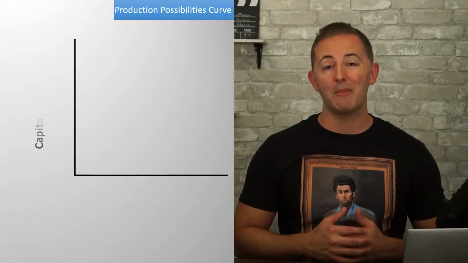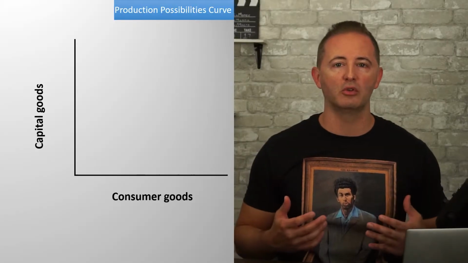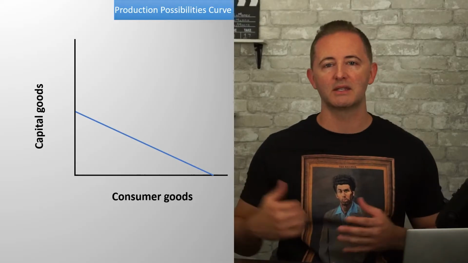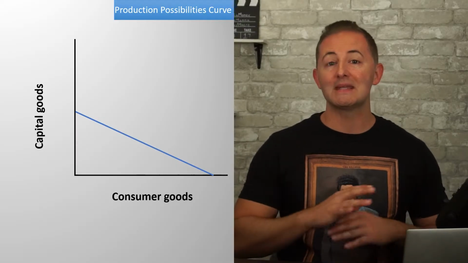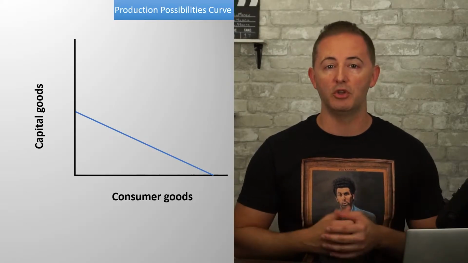Like the name suggests, the PPC shows what it's possible for an economy to produce. And good news, we're going to make a simplifying assumption that we can only make two goods. In this case, we'll say capital goods and consumer goods. We'll put capital goods on our vertical or y-axis and consumer goods on the horizontal or x-axis. And our PPC is downward sloping, going from one axis to the other. The curve represents the outer limit of what's currently possible for this economy or person to produce.